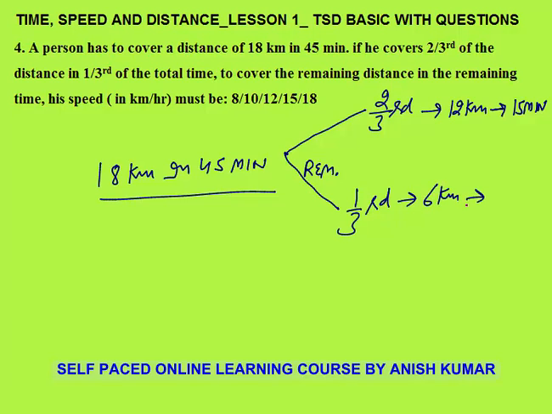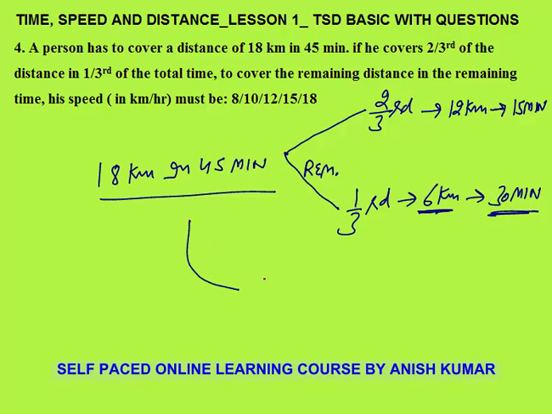We need to cover the remaining distance in the remaining time. So how much time is left? 15 minutes are over, so I have 30 minutes left. It means that he needs to cover 6 km in 30 minutes. What will the speed be in kilometers per hour?